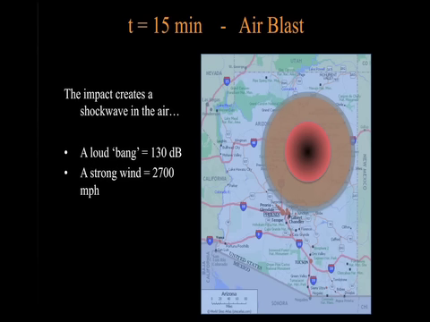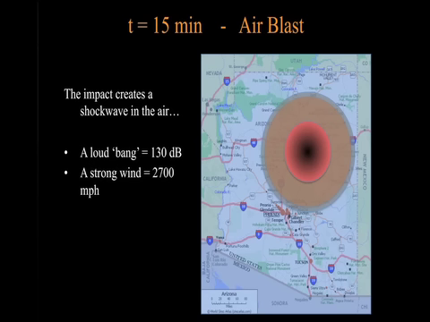then the next thing you need to worry about is the air blast. Again, it's not 1.5 miles per hour, it's 2,700 miles per hour. You can blow out birthday candles. This will blow you to Mexico. So you might not be on fire, but you will certainly not be in Tucson anymore either.